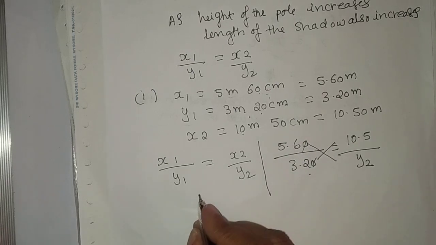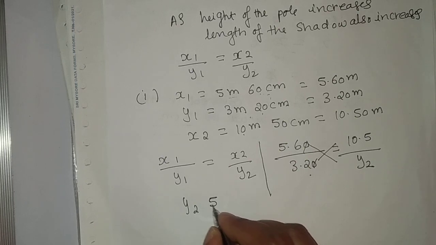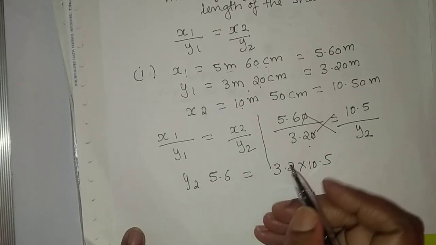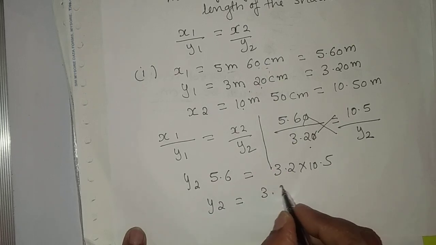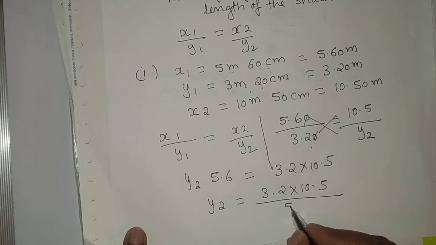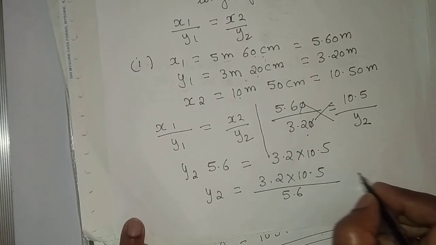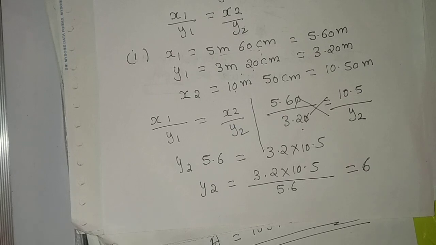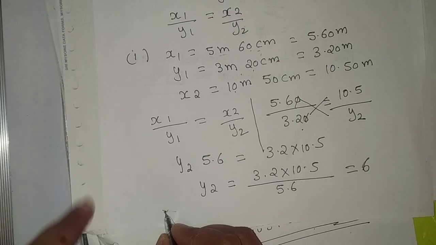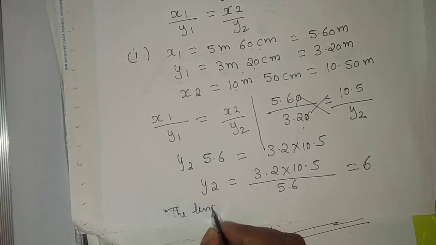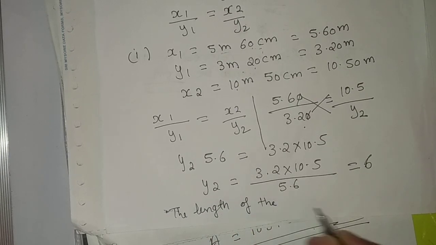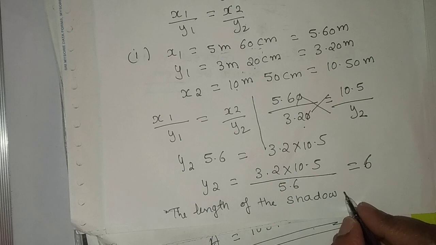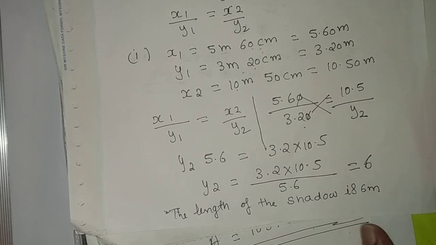Now cross multiply this. So we'll get y2 into 5.6 is equal to, multiply these two, that is 3.2 into 10.5. Finally y2 is equal to 3.2 into 10.5 by 5.6. After simplifying this, we'll get it as 6. So what is the length of the shadow? That is 6 we are getting. The length of the shadow is 6 meters. So the pole is given and we have to find out the shadow, which is 6 meters. So this is how to solve the problem.